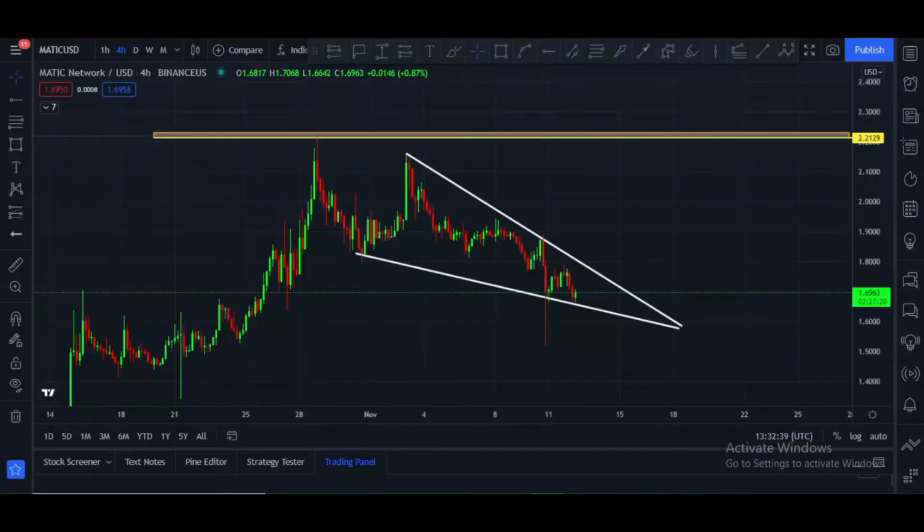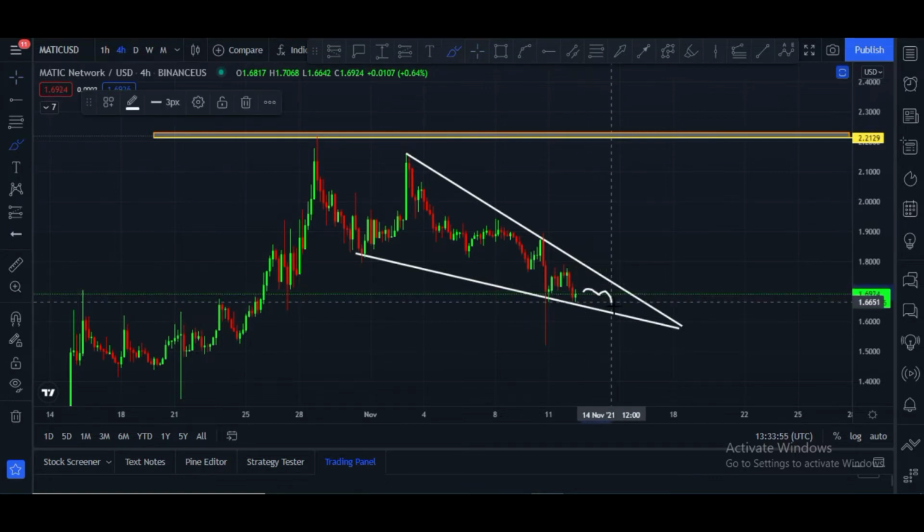This is the 4 hourly Matic USDT chart, and here you can see it is in a descending triangle. After creating this top at the $2.20 price area, it is now at $1.69. Here you can see several touches, pullbacks after touching this price, and this is turning into a support line and this into a resistance line. Maybe we can see some sideways action, and it is a bullish pattern.